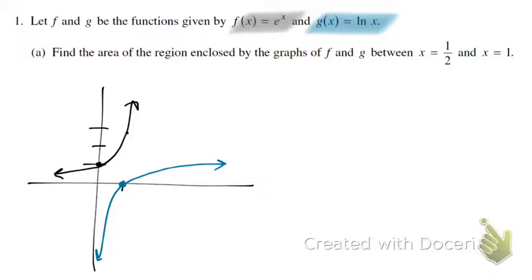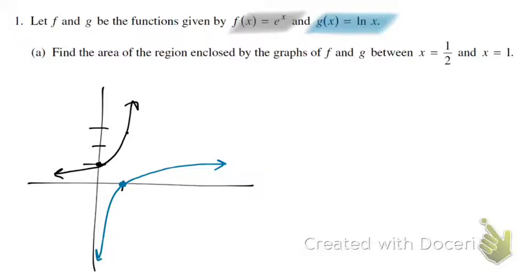Now, you might notice that these functions don't actually touch each other, ever, because they are inverses. And so when we are calculating the area of the region enclosed, it's not bound by the graphs themselves because the graphs never touch. So that's why they had to give us these other points of limits of integration so that we would know where to start and where to stop and what area we were looking at.